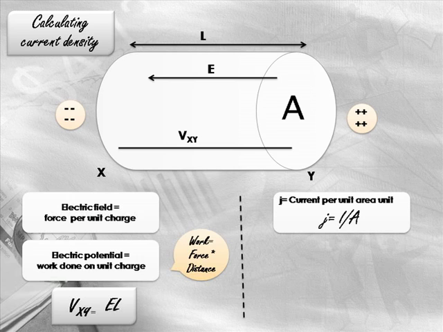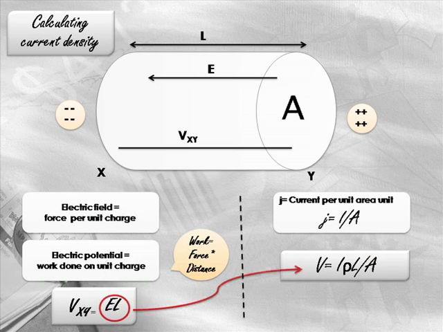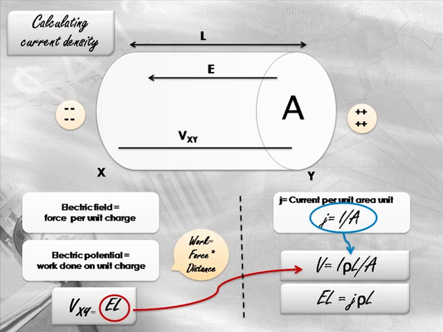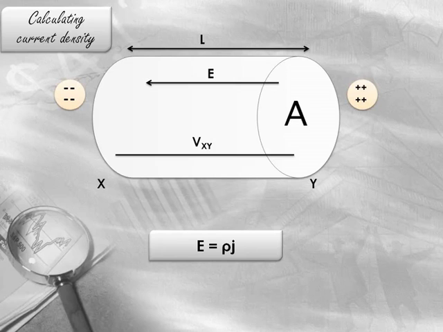So if I now take my V = ρ I L/A formula and substitute the first relationship V = EL on the left hand side of the equation, and also replace the I/A on the right hand side by J, the equation now becomes E times L is equal to ρ L J. If I cancel out the L on both sides, we get E = Jρ.